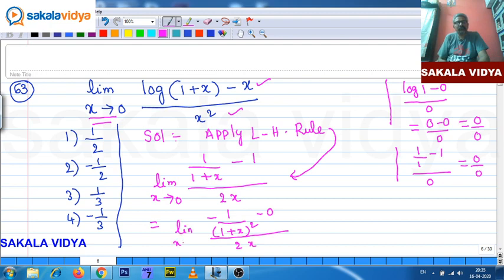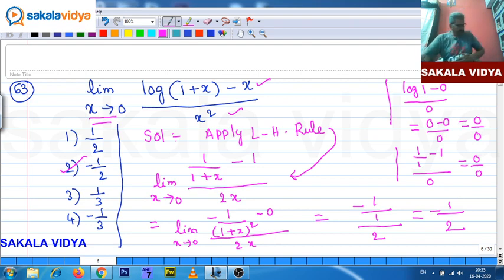Now the limit x tends to 0. If you apply the limit, minus 1 by (1 plus 0) square is 1, by 2 into 1, 2. This equals minus 1 by 1, minus 1 upon 2. So second option. Here, derivative of 2x is only 2. Now if you substitute the limit, 1 plus 0 square is 1, and by 2. So minus 1 by 2 is the answer.